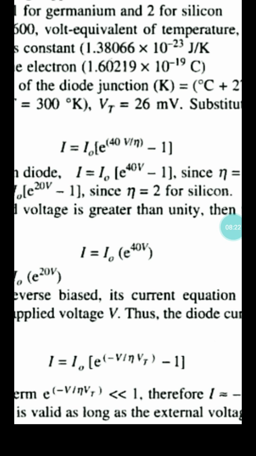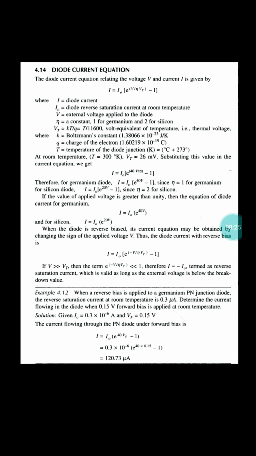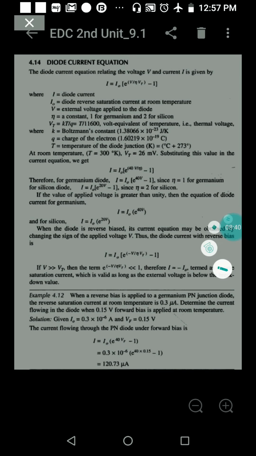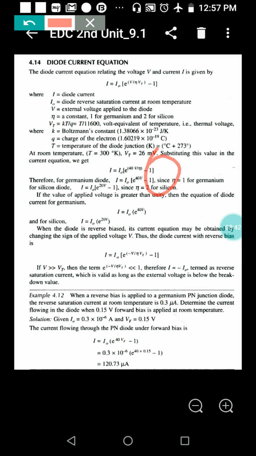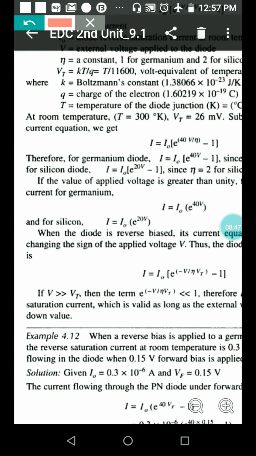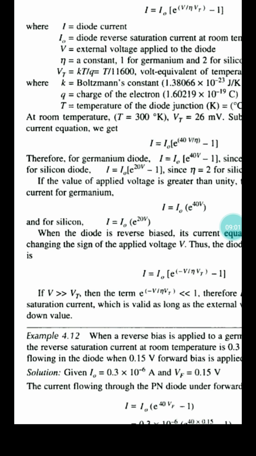For example, here are some exceptions. Separately, if germanium has eta equal to 1 and silicon has eta equal to 2, substitute these two values here and neglect the 1. So how can we write this expression? For germanium, the diode current equation is I is equal to I naught into e to the power of 40V. For silicon, I is equal to I naught into e to the power of 20V. These are simple expressions we can directly use in numericals or problems.